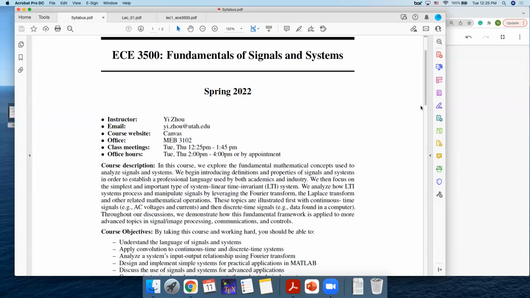It's a great pleasure to meet everyone in this class. This is a very heavy-loaded and fundamental course. You're going to learn a lot about electrical engineering, and in particular signal systems, in this course.